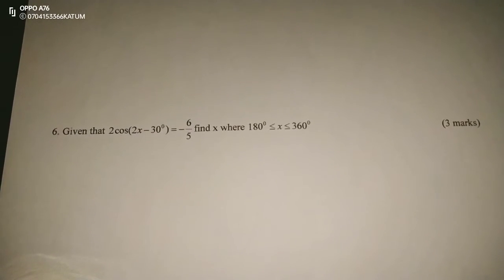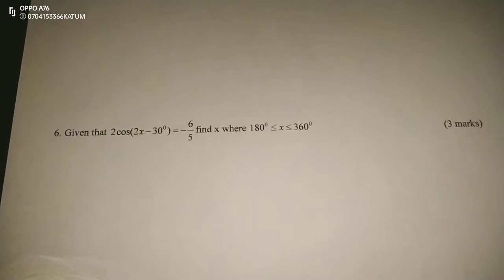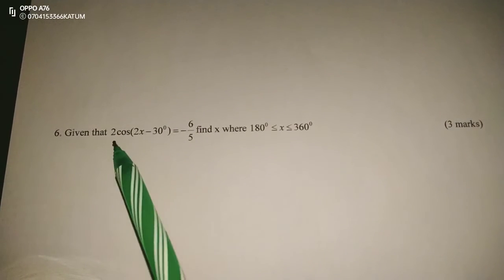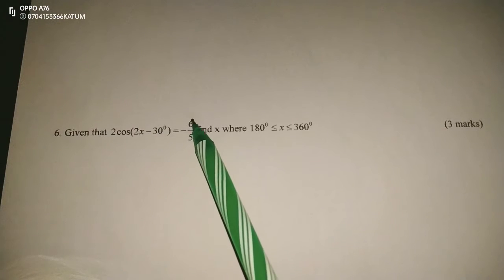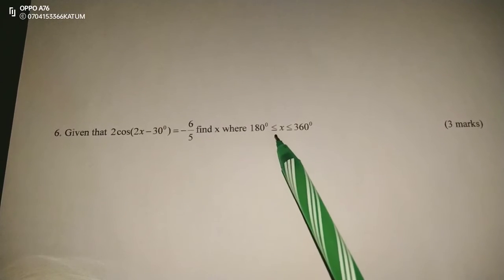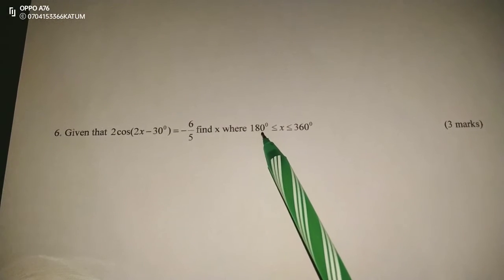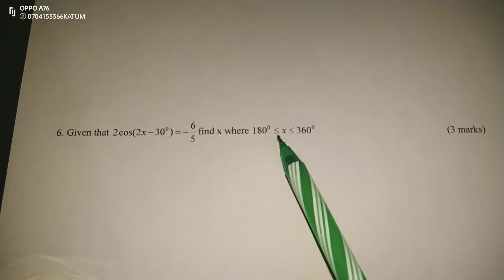We're going to discuss trigonometric equations number 6. Given that 2 cosine of (2x minus 30 degrees) equals negative 6 over 5, find x, where x lies between 180 degrees and 360 degrees.